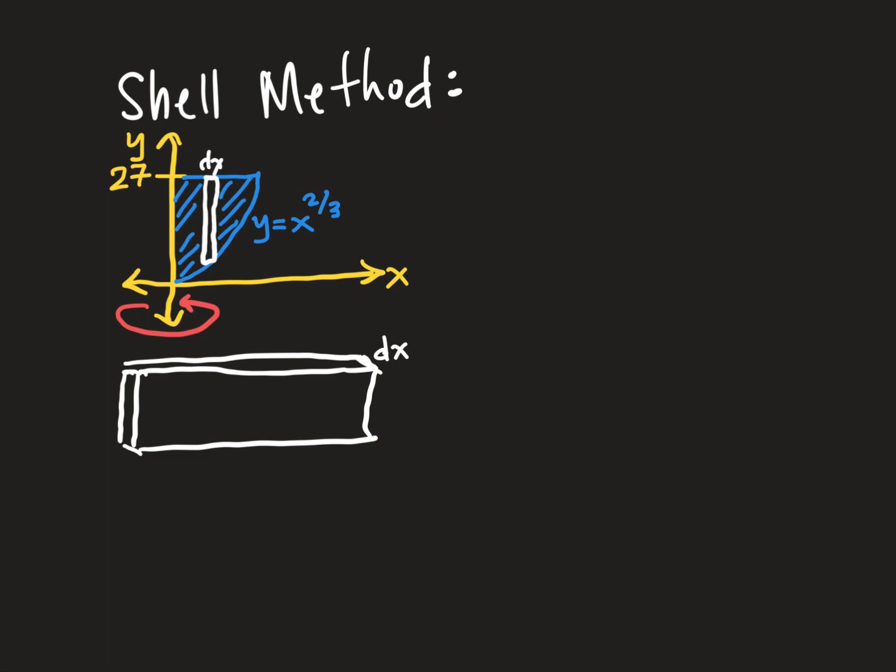Okay, so I'm going to make a note down here. This height is the y value 27 on top minus the y value on the bottom. But what determines the y value? The y value is going to be equivalent to whatever x to the 2/3 power is.